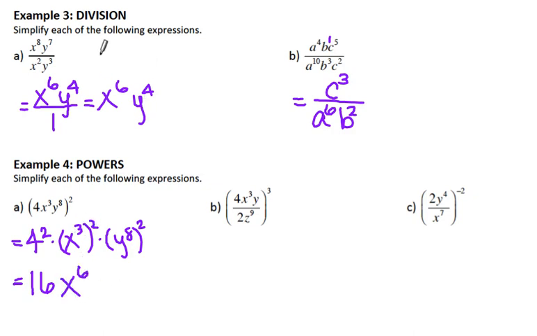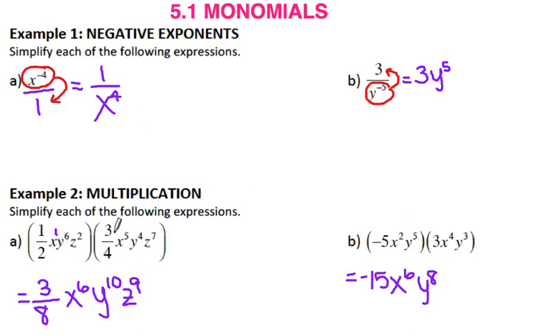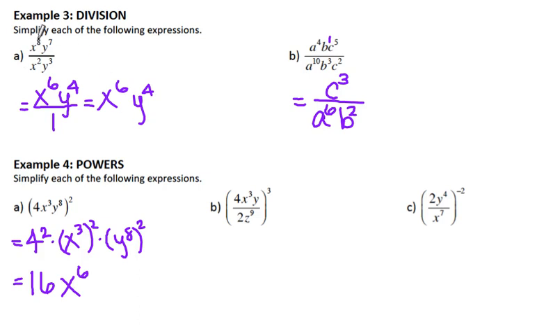So we have 3 properties so far. When you multiply your monomials, you add your exponents. When you divide your monomials, you subtract your exponents. When you raise a power to a power, you multiply your exponents. So this one ends up being y to the 16th.